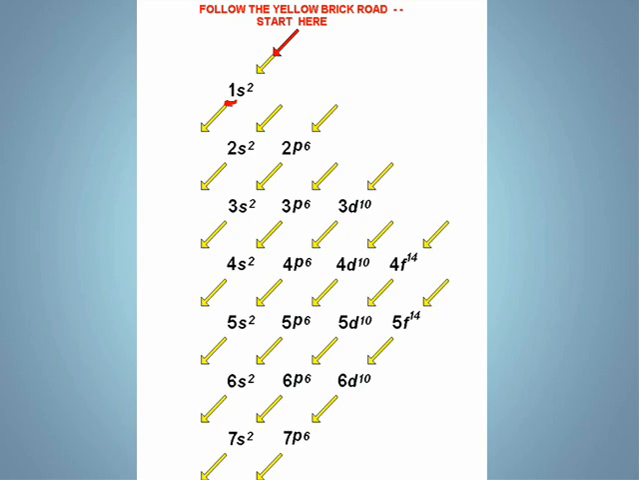Now this main number, that's the energy level. The s is the type of orbital, and this is the number of electrons. This is the max number of electrons, 2. So the s can only hold 2, the p can hold 6, the d can hold 10, the f holds 14.